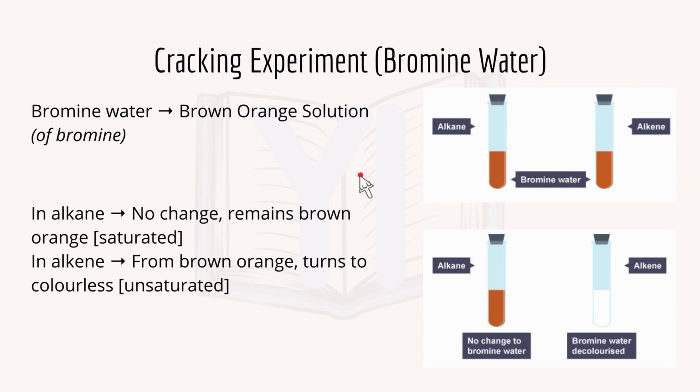Then we have bromine water, and bromine water can be used to determine if the solution is an alkane or alkene. Bromine water is a brown-orange solution, and when it's an alkane, there's no change as the water remains brown-orange, because as we know, alkanes are saturated. And in an alkene, it turns from brown-orange to colorless, because the alkene can react with the bromine from the bromine water.